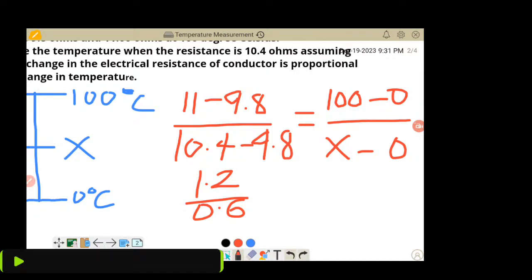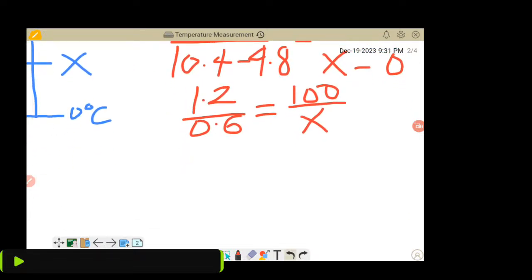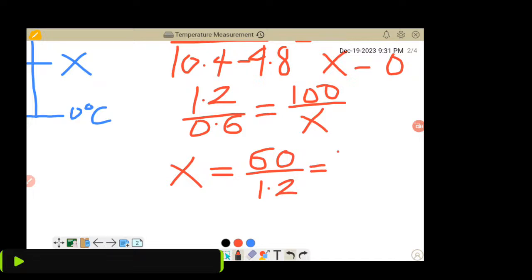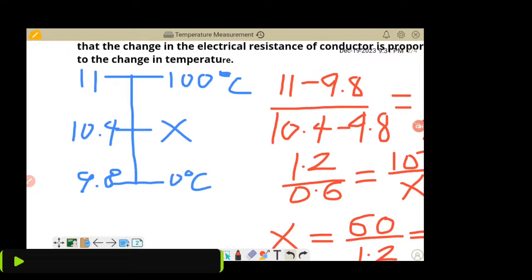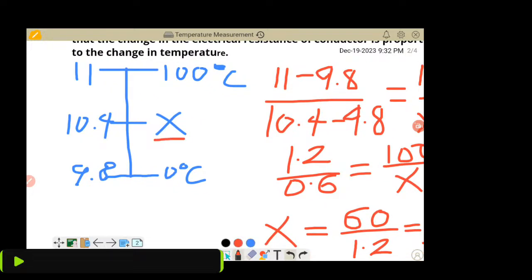So let's equate that to 100 over X, and from here we can have our X to be equal to 100 multiplied by 0.6, that will give us 60 divided by 1.2. And mathematically, this will give us 50 degrees Celsius. That is the reading at point X equal to 50 degrees Celsius. That is, if the reading at 9.8 equal to 0 degrees Celsius, the reading at 11 equal to 100 degrees Celsius, therefore the reading at 10.4 will be equal to 50 degrees Celsius.